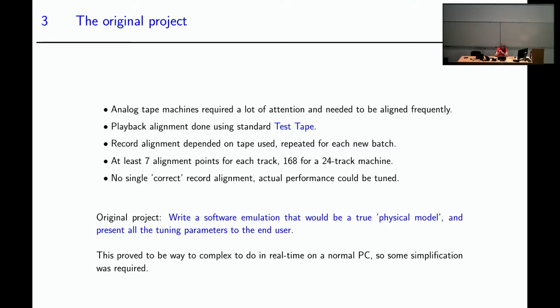This proved to be much too complicated to do in real time, even on a modern PC, even for 1 channel. So I had the choice, either fake the adjustments, which I didn't like. So in the end, the process that I designed does not have all these tuning parameters. It just emulates one particular setting of the machine.